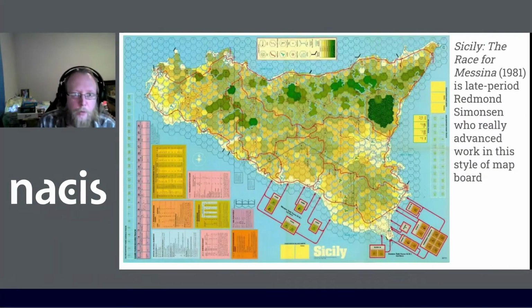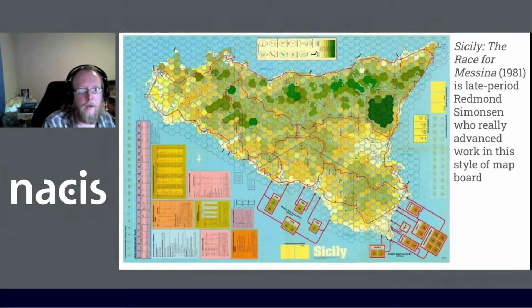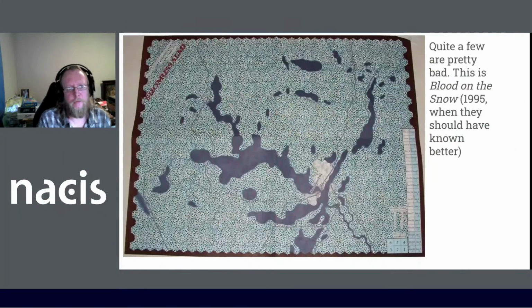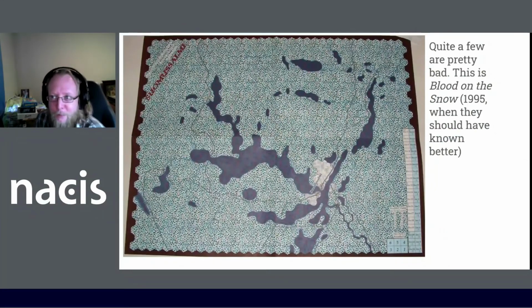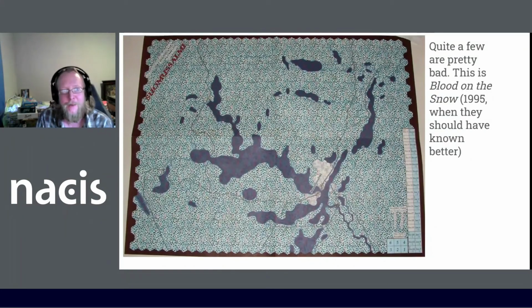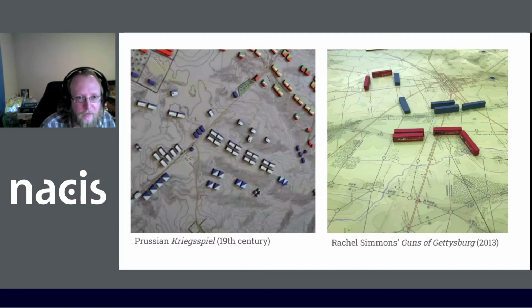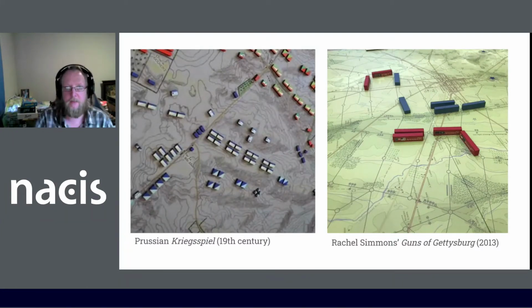Modern maps for war games may look better, but from a design perspective, this is actually a really interesting and important, but still ultimately hex-based design. There's also lots of really ugly ones. This is Blood on the Snow. This is the Finnish-Russian War, and all the terrain is basically the same because they decided to use this horrible fill. So I want to return here to the Prussian Kriegspiel, which is a 19th century game.